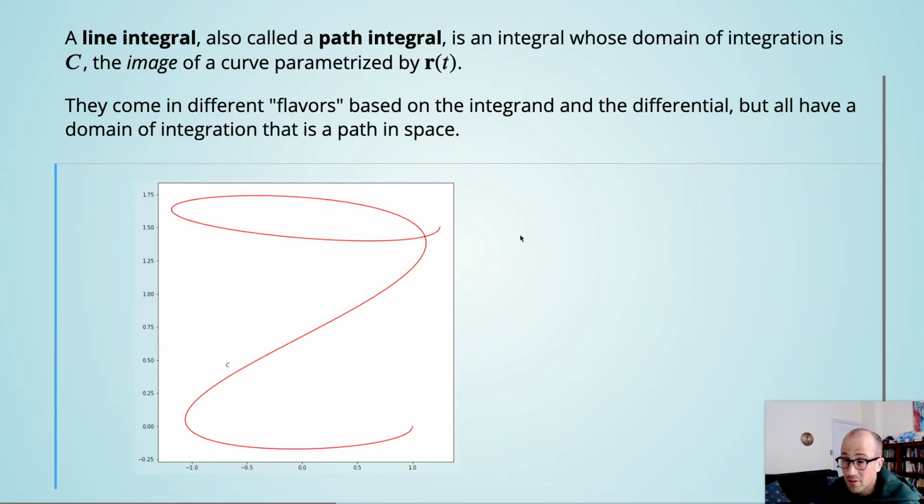So all path integrals, line integrals, have this property. The where is a curve. All right.